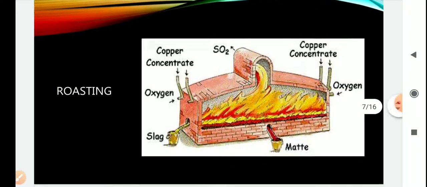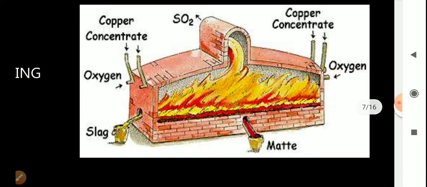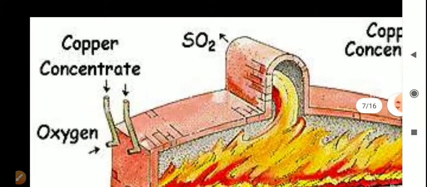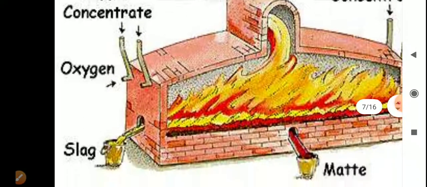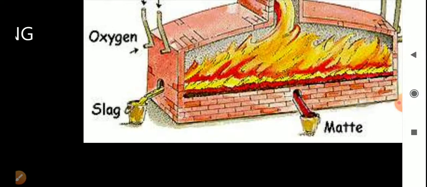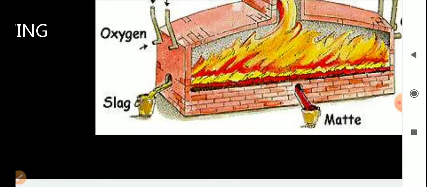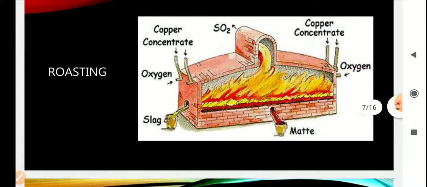So this is the process of roasting in a diagram. Here on the right hand side we supply some oxygen, then we insert the copper concentrate in the furnace, or actually a heating tub. Then the sulfur dioxide is eliminated as gas, if you look here. Then the slag will be eliminated, and the matte, that is the concentrated ore, is collected in another tank. So this is a very simplified picture of roasting of copper ore.